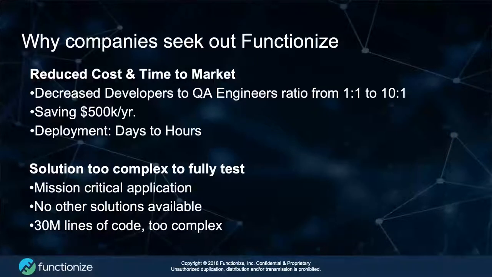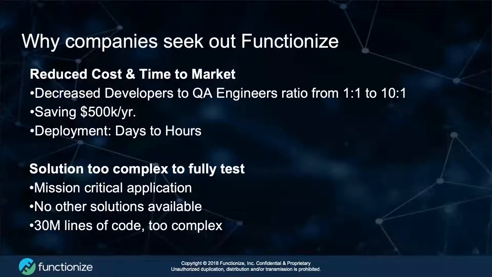A lot of times you'll have a ratio of 1-to-1, one developer to one QA engineer. So we'd like to reduce that ratio to 10-to-1. And by doing so, we can save customers thousands of dollars, $500,000 a year, for example, in one case study. And also improve the time to deploy from days to hours. Something else that we are very good at helping companies do.